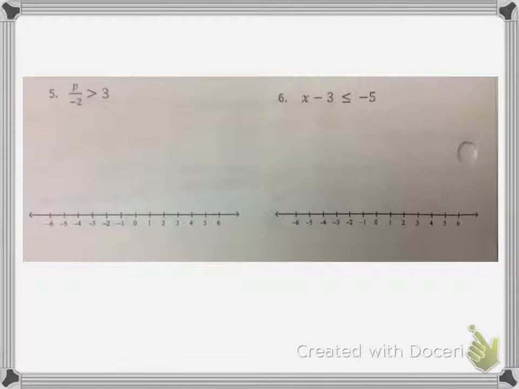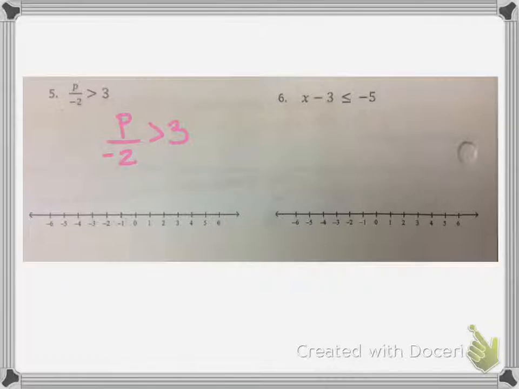Now on problem 5, this is a special rule problem. And no, I did not make a mistake this time. This is a special rule problem. P divided by negative 2 is greater than 3. So I'm going to recopy this just to give myself some space to show my work.